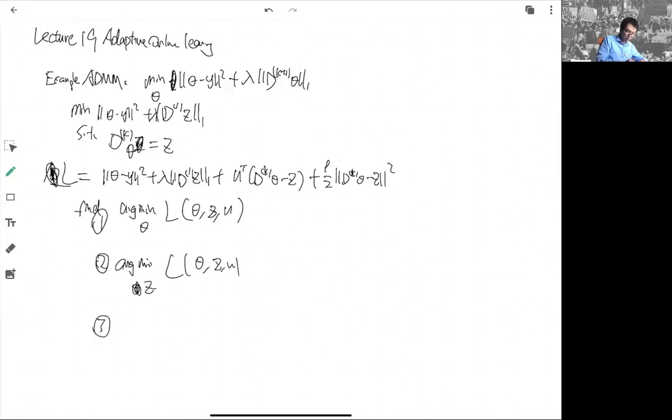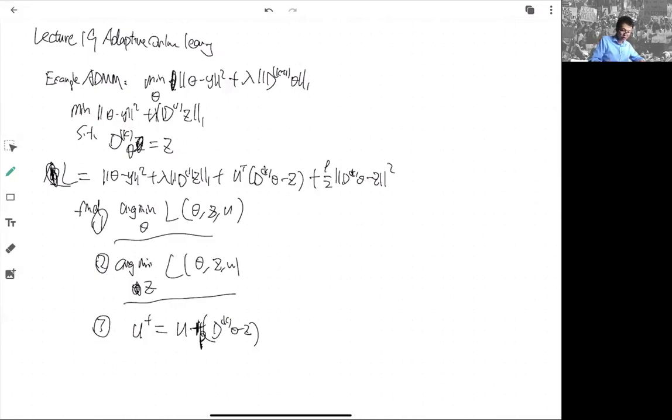And the third step would be the straightforward gradient ascent, by simply adding the gradient to u, right? In a scaled form, this is what it is. In a more general form, you have the learning rate of rho right here. Okay, so let's take a look at what these problems would look like.